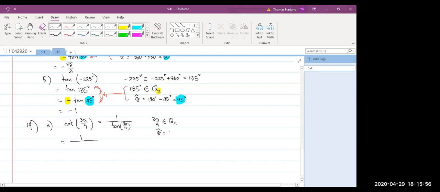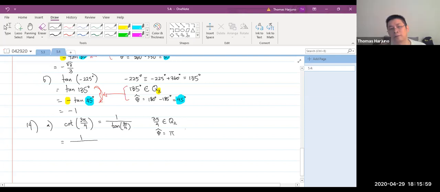Pi over 4. Pi over 4, that's right. Eventually you will get faster. It's just about you need to get used to it. Okay, but eventually you will get faster. I'll give you 10 seconds. If you can do it in less than 10 seconds, you're good.